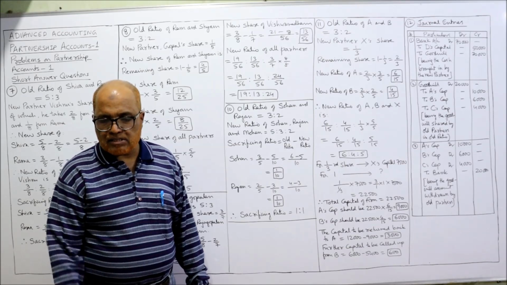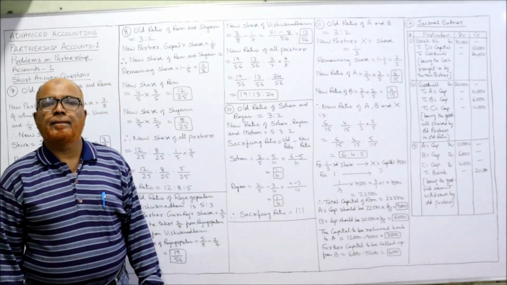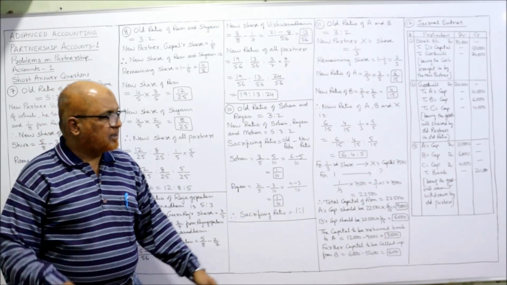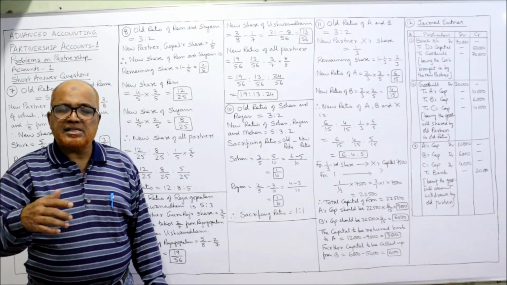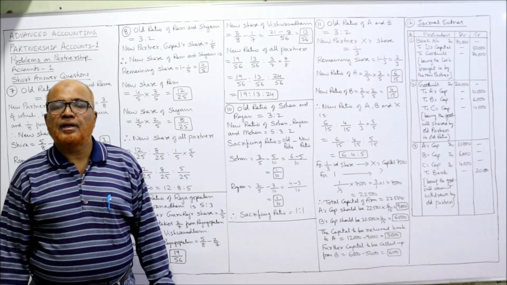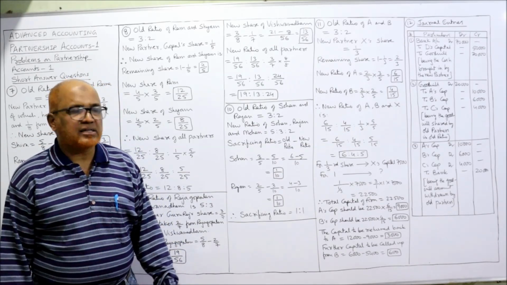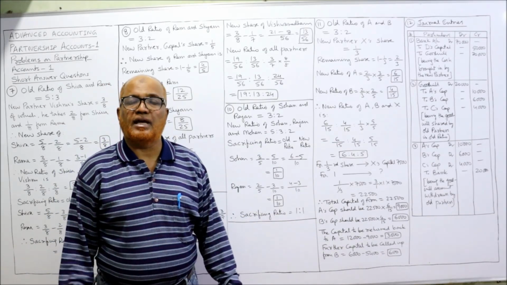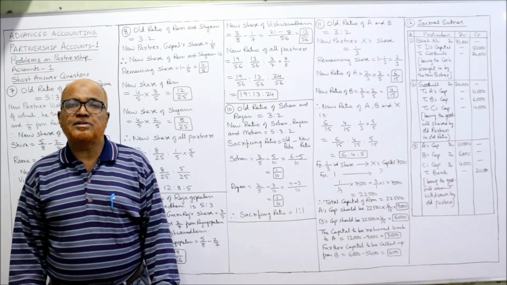Originally, how much capital is given in the problem? A, 12,000 and B, 5,400. Presently, A's capital is 12,000, but his capital should be only 9,000. That means he has more capital invested. The firm will return 12,000 minus 9,000, that is 3,000, the excess capital. A has excess capital in the business.